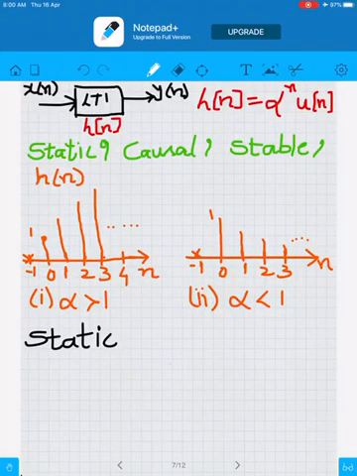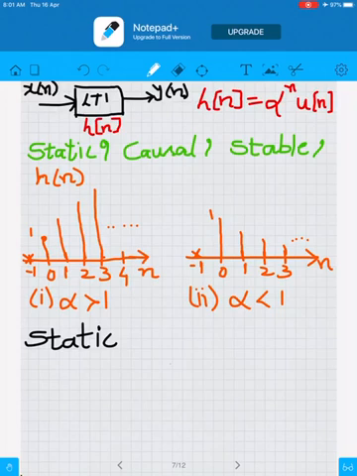Hello all. The objective of this video is, whenever the impulse response of the system is given, how do you check whether that given system is static, causal or stable from the impulse response. Say, the first example, let us consider a discrete time LTI system whose input is x of n, output is y of n, and the impulse response is h of n.